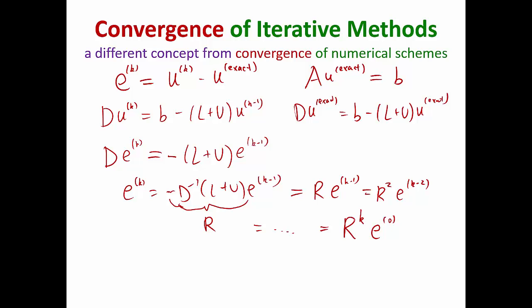Right? And what is e0 in our example? It's minus u exact, right? Because we set u0 to be 0. So e0 is minus u exact. Our solution error ek is just the u exact, whatever it is, multiplied by this R matrix k times.